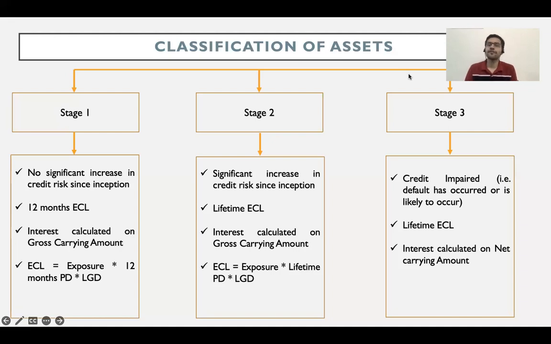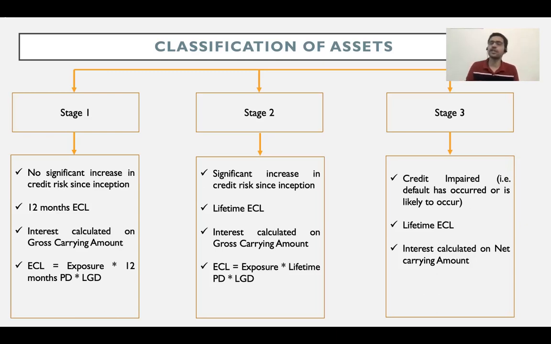Moving on, IFRS 9 and Ind AS 109 require all exposures, be it on balance sheet or off balance sheet, to be classified into 3 stages: stage 1, stage 2, and stage 3. I repeat, all exposures, whether on balance sheet or off balance sheet. When I say on balance sheet, I'm referring to assets like debtors, loans and advances, investment in bonds, and so on.